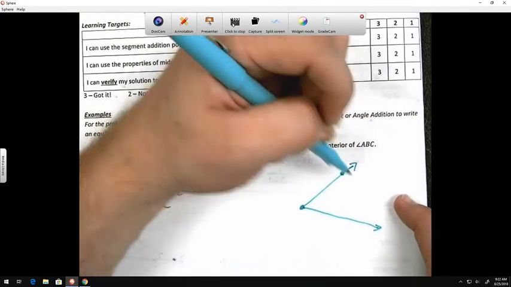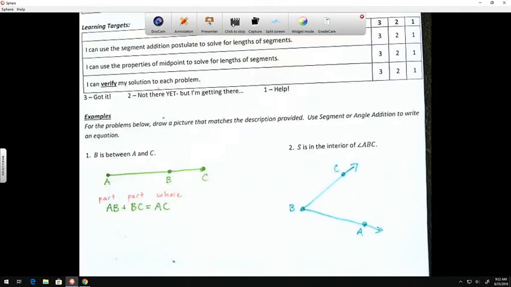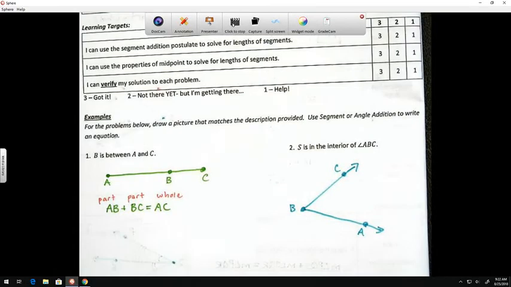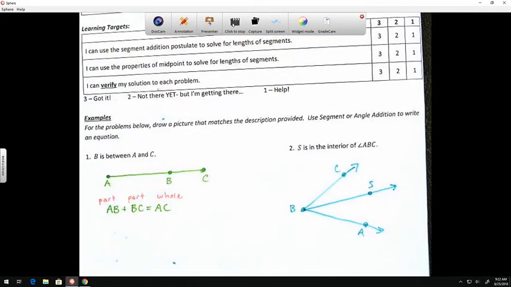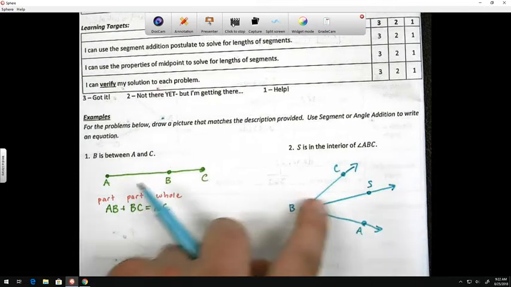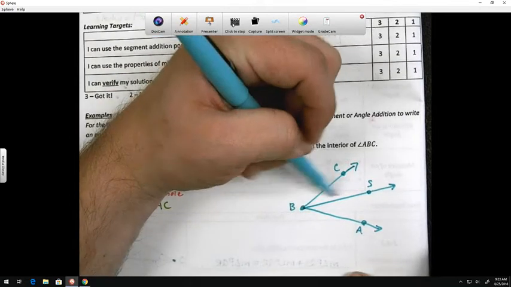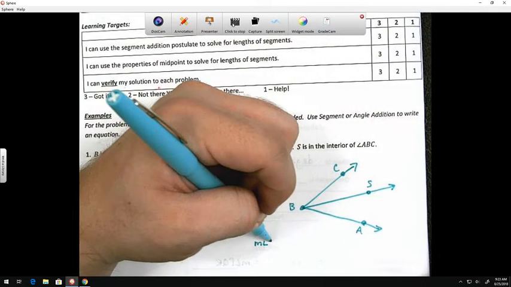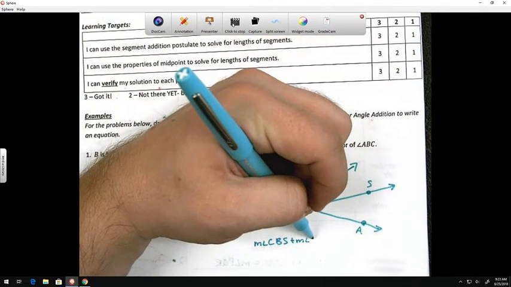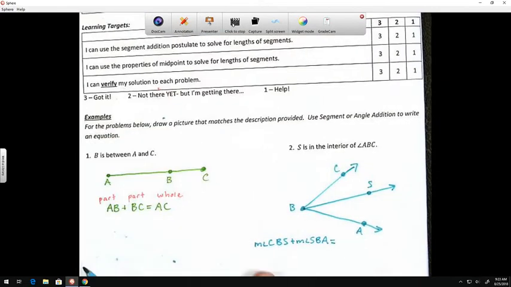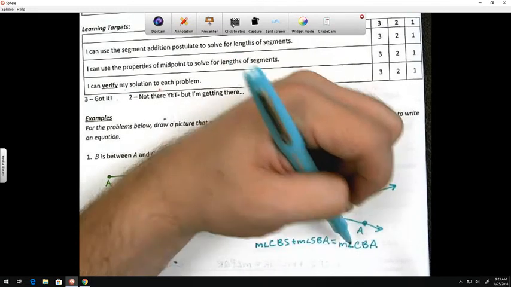Make sure you're very careful labeling. In this situation, B must be the vertex, and then it doesn't really matter where the endpoints go. But I do know that S must be in the interior, so when I draw in S, it has to be between those two sides. Now, again, when I drew that third ray, I just created 2 parts, right? I now have this CBS, so maybe I'll say the measure of angle CBS, and then I have this other part, SBA, so the measure of SBA, and together these 2 parts must equal the whole, which we said was CBA, or ABC, doesn't matter.